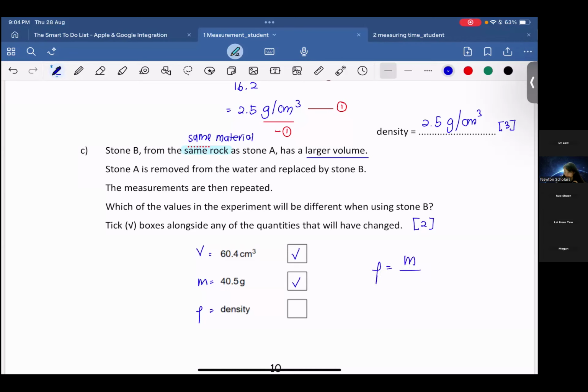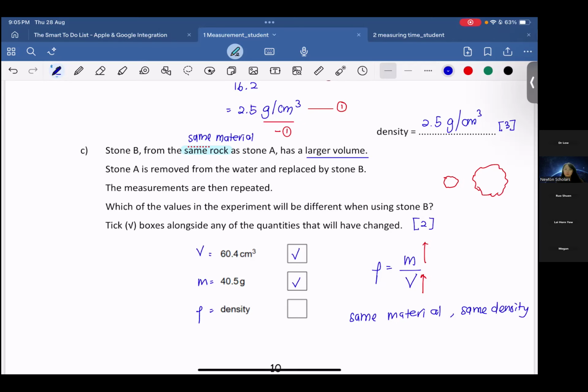Density is mass divided by volume. If the volume increases, of course the mass will increase. Just now it was a small rock, now it's a bigger rock, but they are the same type of rock. Like my example just now, the eraser is the same material, and I cut it into half. The small part, I measure using the balance, and of course the mass will decrease. But why will the density not change? You write down same material, same density.